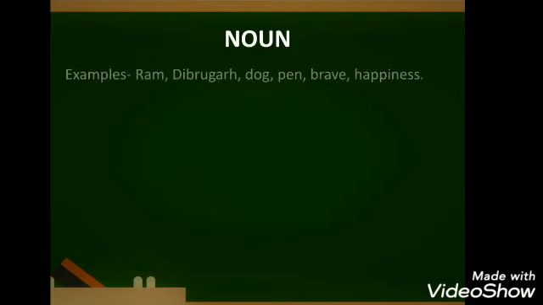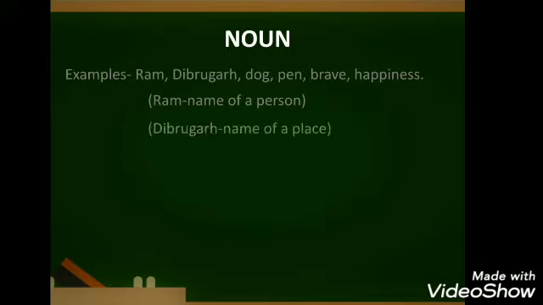Noun. Here are some of the examples of noun. Ram, Dibrugarh, dog, pen, brave, happiness. What is Ram? Ram is the name of a person. What is Dibrugarh? Dibrugarh is the name of a place.